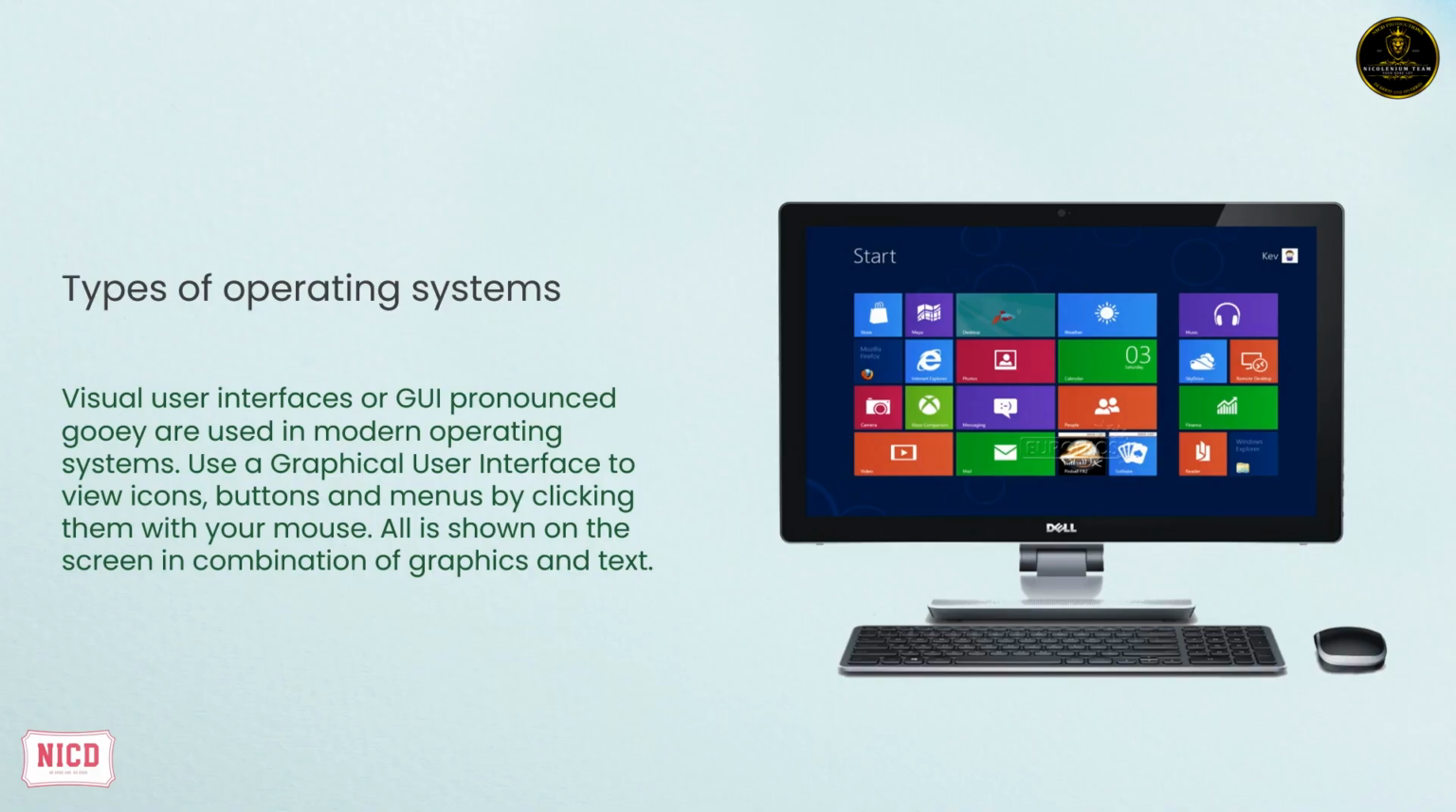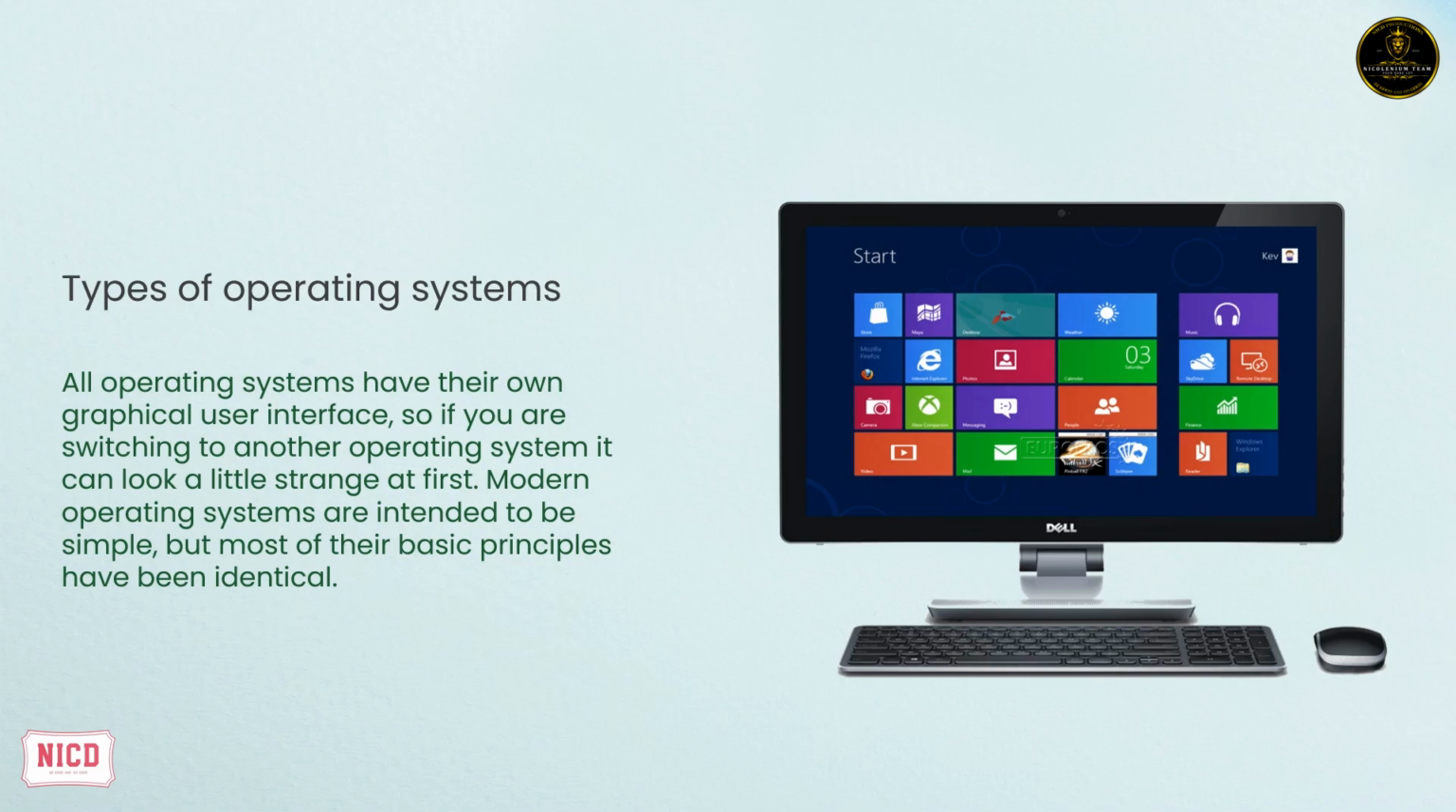Graphical user interfaces, or GUI, pronounced "gooey", are used in modern operating systems. You use a graphical user interface to view icons, buttons and menus by clicking them with your mouse. All is shown on the screen in a combination of graphics and text. All operating systems have their own graphical user interface, so if you are switching to another operating system it can look a little strange at first. Modern operating systems are intended to be simple, but most of their basic principles have been identical.